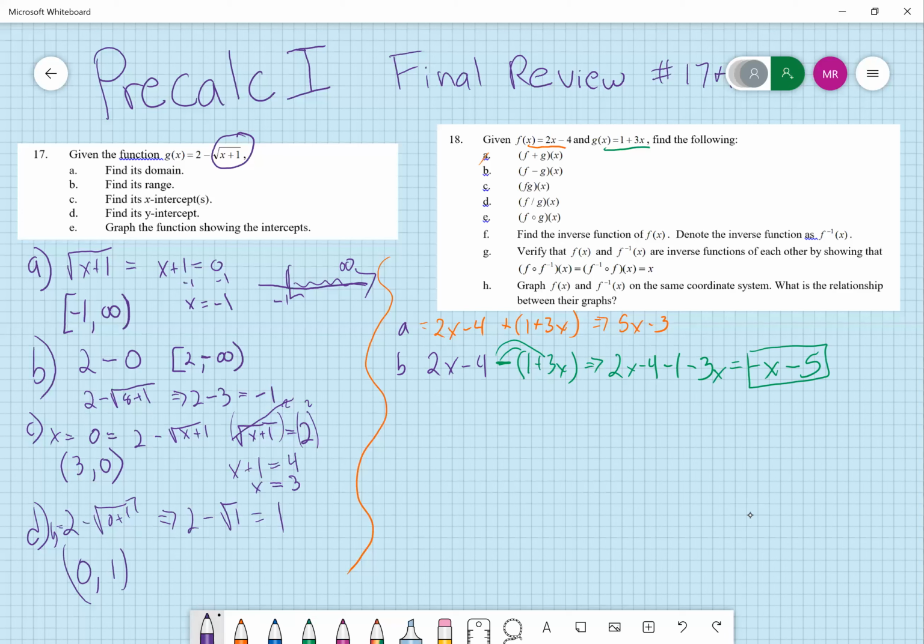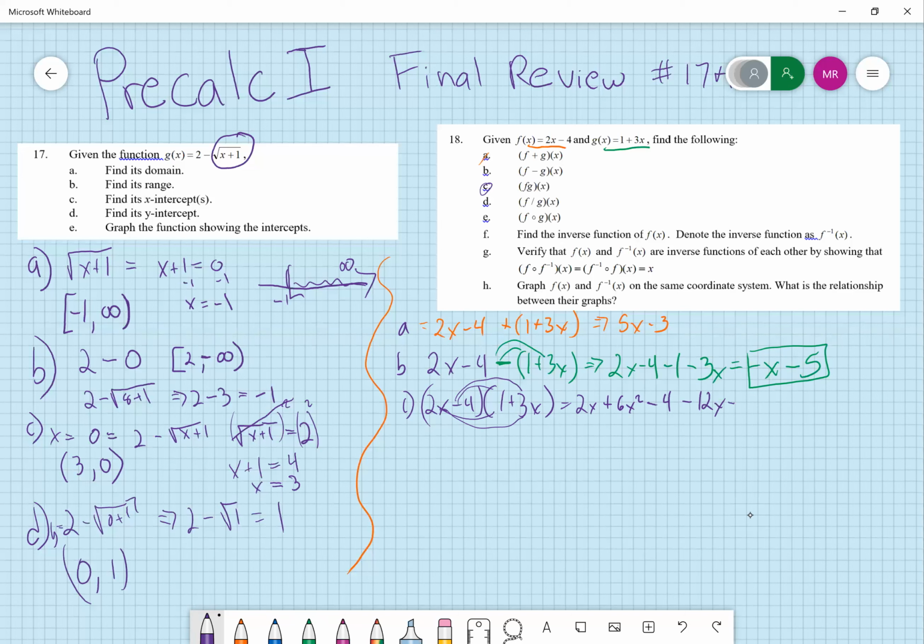Now, C is we're just multiplying those functions together. So let's do 2x minus 4 times 1 plus 3x. And this is just simple foiling that you've been doing for a while. So we take 2x times 1, which gives us 2x. 2x times 3x, which gives us positive 6x squared. And now we're going to do this -4. -4 times 1 is -4. -4 times 3x is -12x.